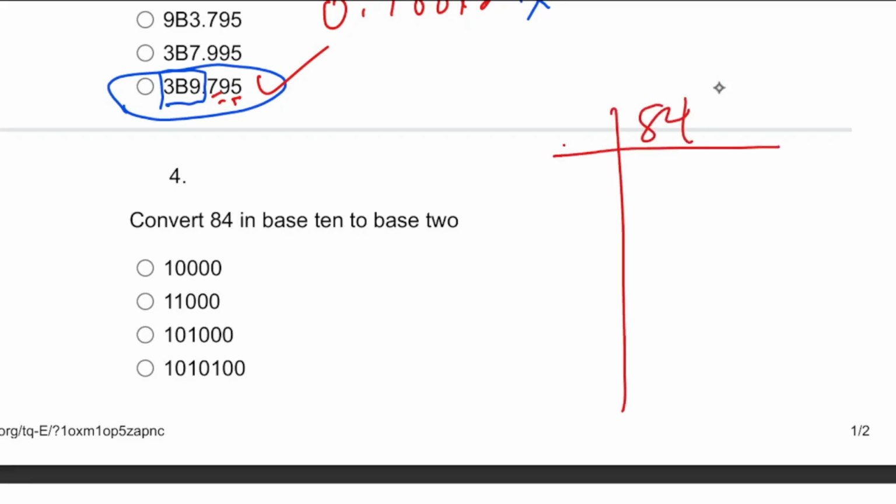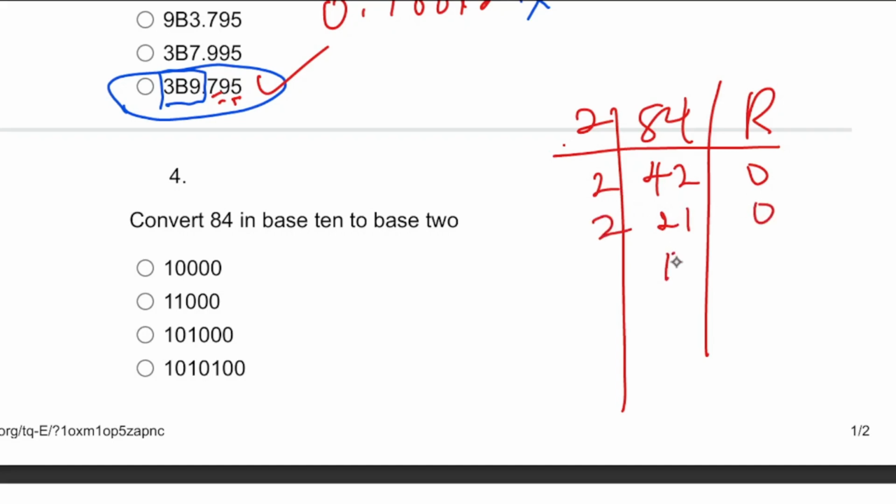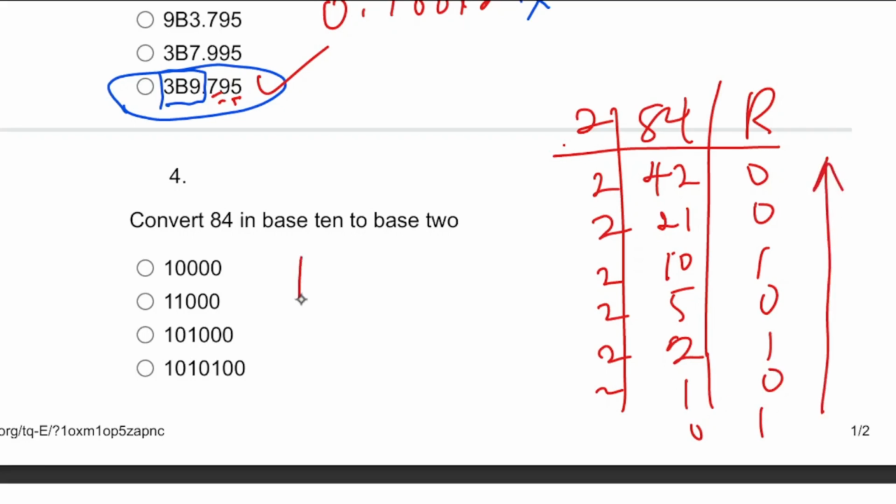So 84, then remainder base 2: 42 remainder 0, 21 remainder 0, then 10 remainder 1, 5 remainder 0, 2 remainder 1, 1 remainder 0, then 0 remainder 1. So the answer will then be, we start from the bottom to the top: 1, 0, 1, 0, 1, 0, 0. That is the last option here. So you can see that this is straightforward.